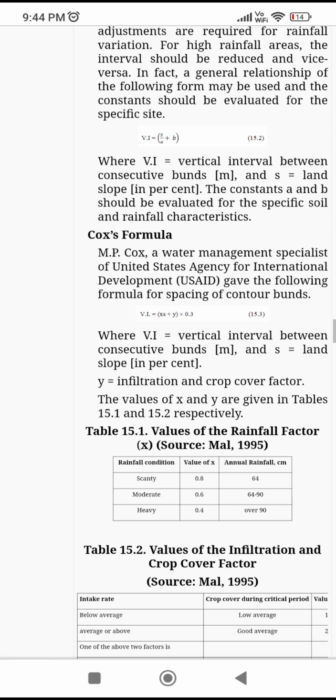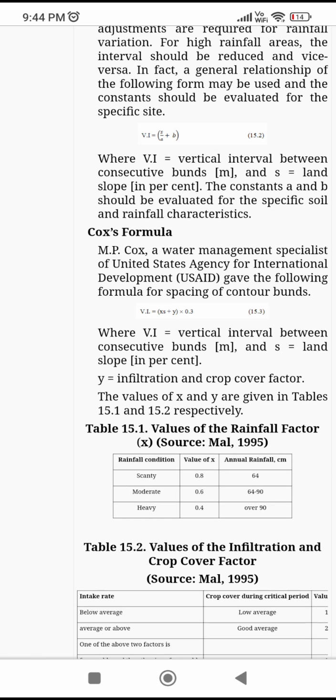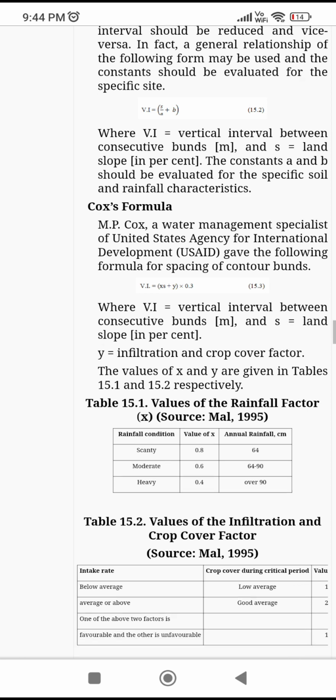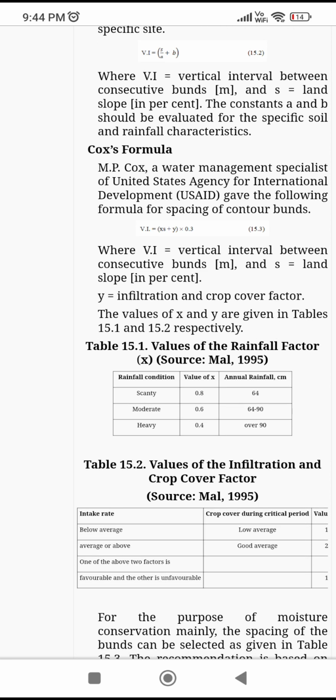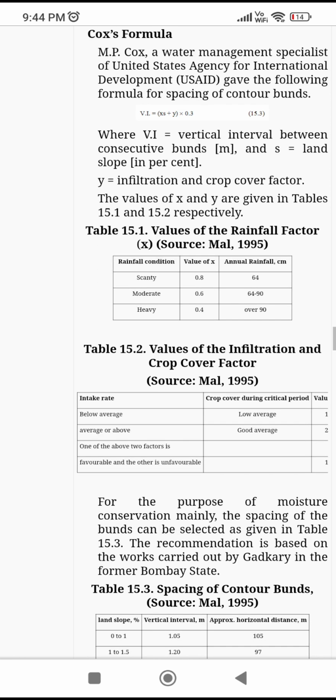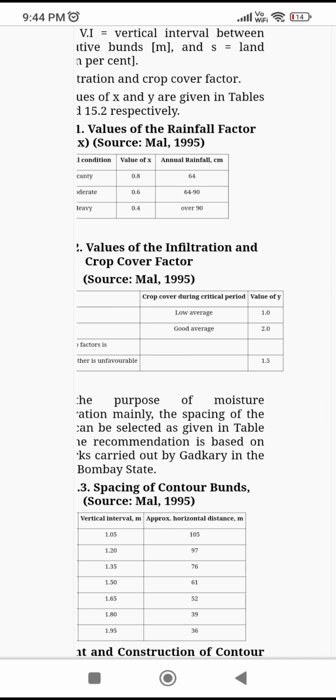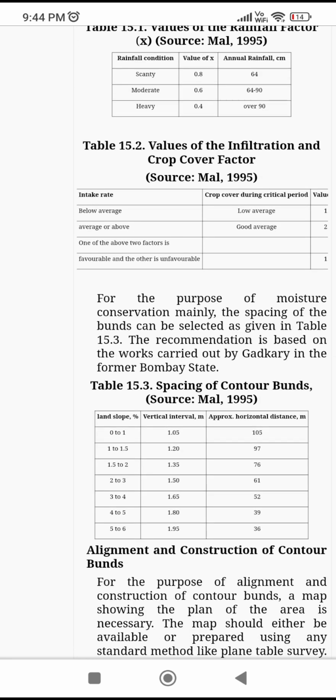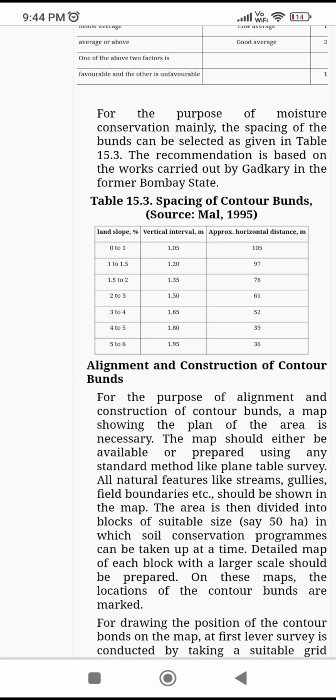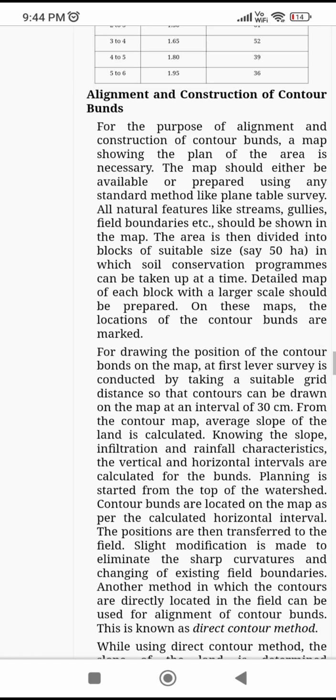Then the Cox formula, VI is equal to (XS + Y) into 0.3. For that, rainfall conditions scanty, moderate, heavy, the value of X, and annual rainfall they have given. For the value of Y also they have given values. So what should be the spacing of contour bunds? According to land slope, the vertical interval changes, and approximately the horizontal distance also changes.